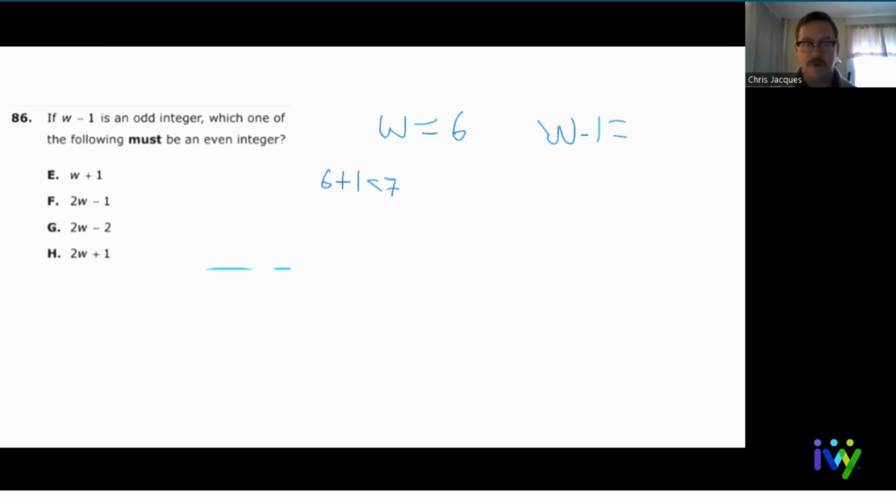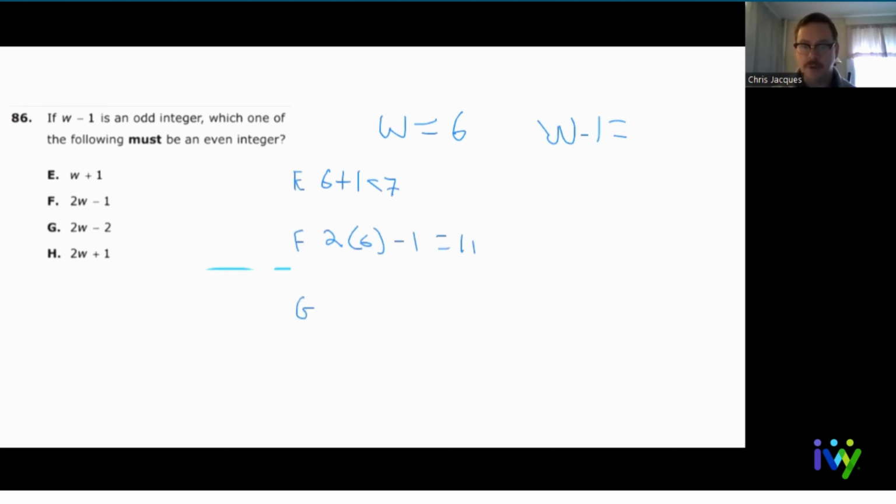Similar, so now if we do it for F, 2 times 6 minus 1. 2 times 6 is 12, minus 1 is 11. Not an even integer. We do the same thing for G. So this is E, this is F, this is G, right?